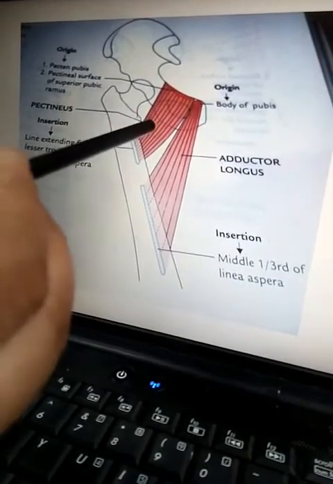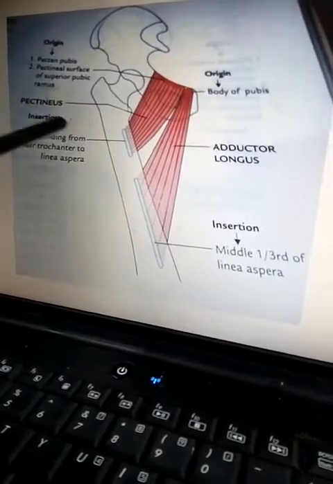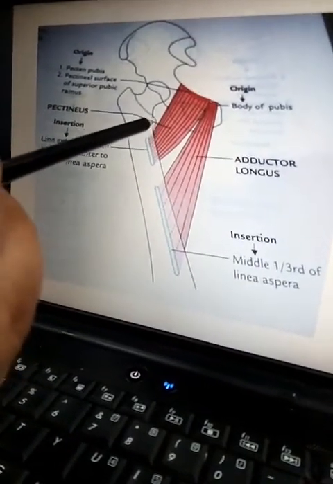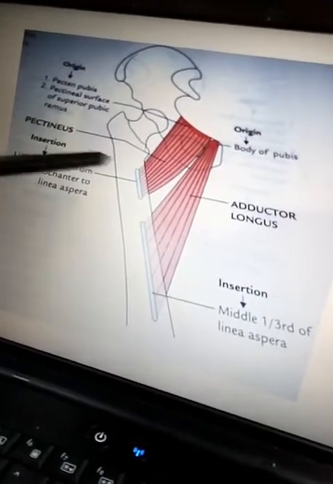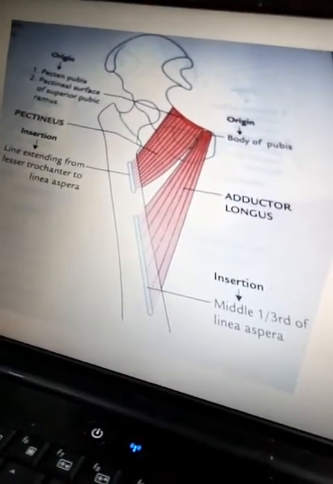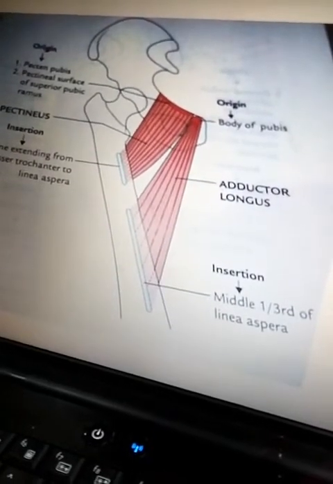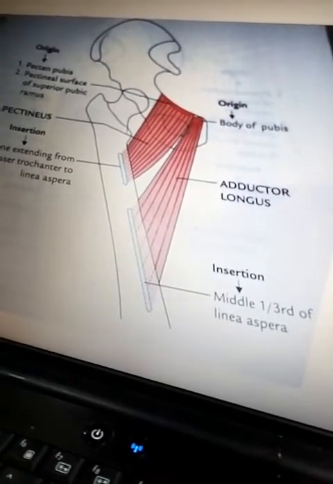It is supplied by two nerves, the femoral nerve, which supplies the anterior fibers, and the posterior fibers of the pectineus are supplied by the obturator nerve. Now action of the pectineus, it adducts the thigh at the hip joint.